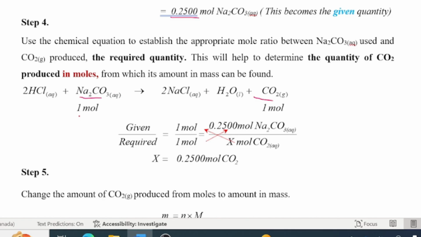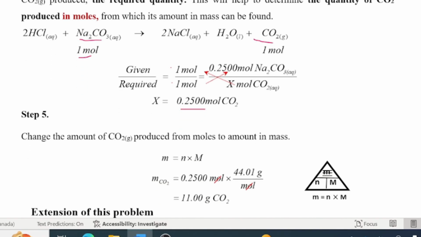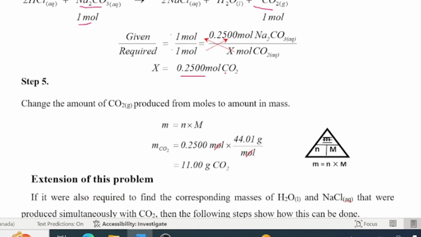Use the equation here. Now you know that this is given, and this is what is required. You can see the mole ratio here is 1 to 1. So the given to required is 1 to 1, here and here. And you know this is what is given. So the number of moles of carbon dioxide produced is equal to 0.2500 moles.